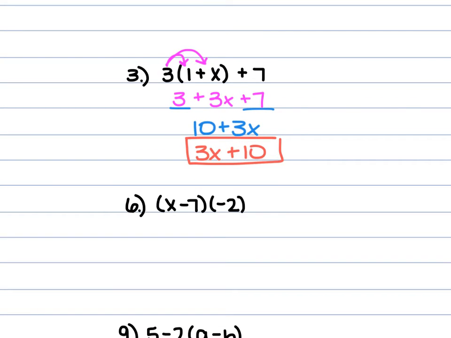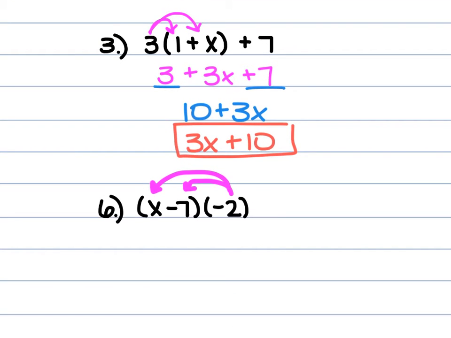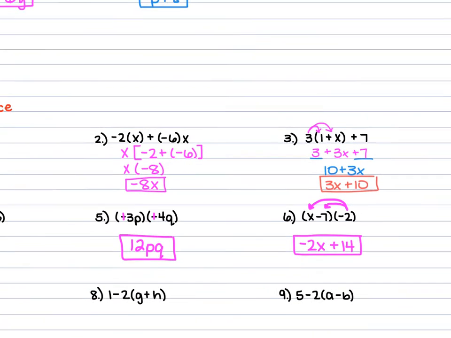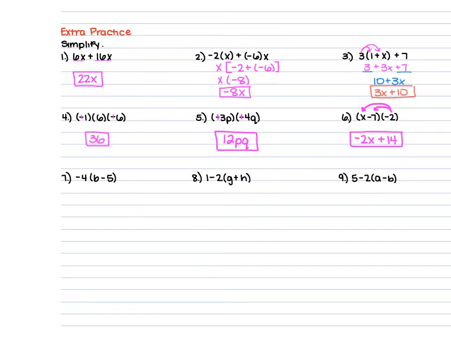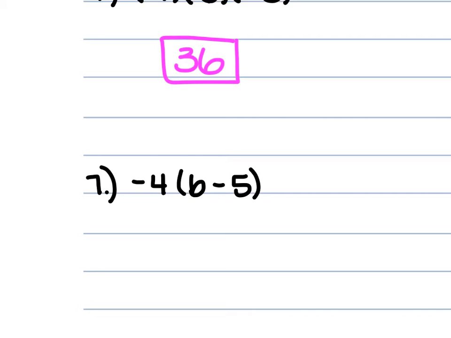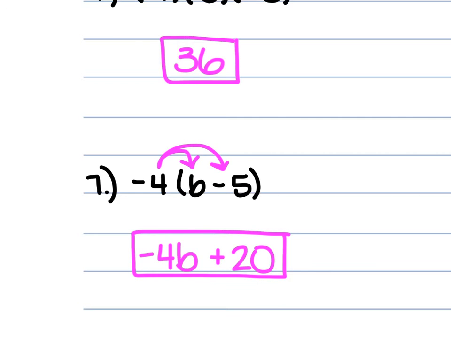For 6, we have x minus 7 times negative 2, so we're going to distribute that negative 2 in. So negative 2 times x is negative 2x, and negative 7 times negative 2 is a positive 14. So negative 2x plus 14. For 7, we have negative 4 times b minus 5, so negative 4 times b, and negative 4 times negative 5. Negative 4 times b is negative 4b. Negative 4 times negative 5 is a positive 20. So negative 4b plus 20.